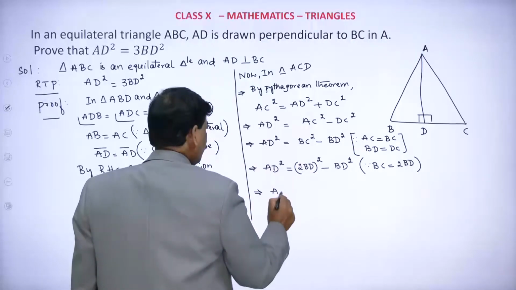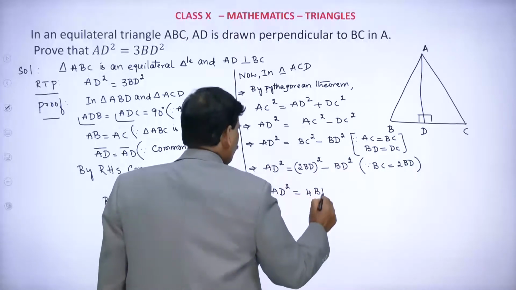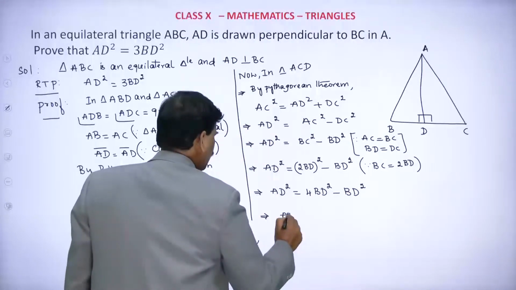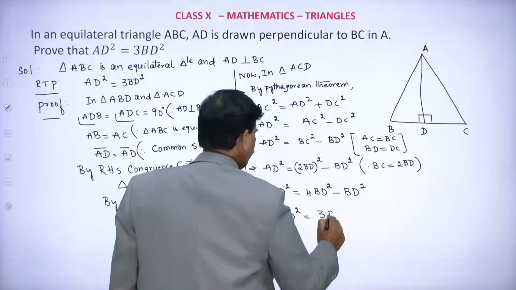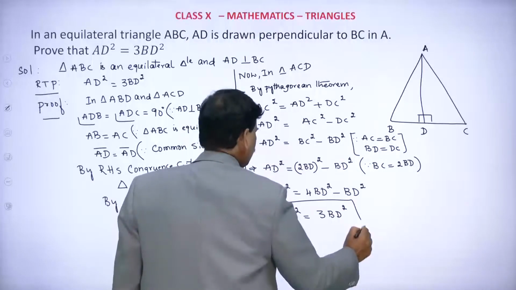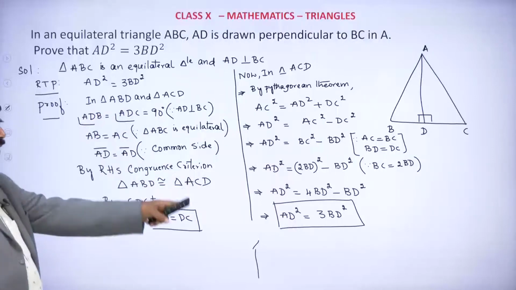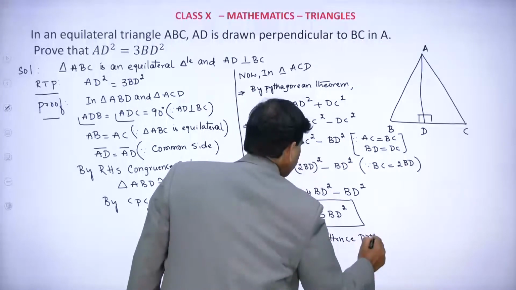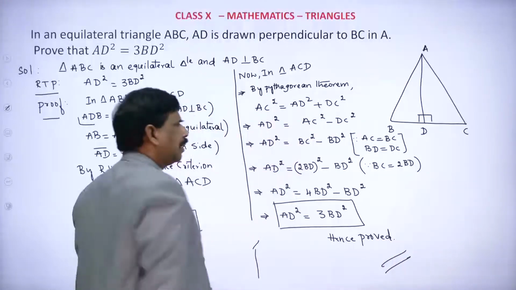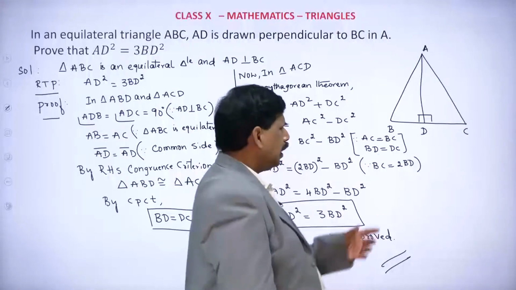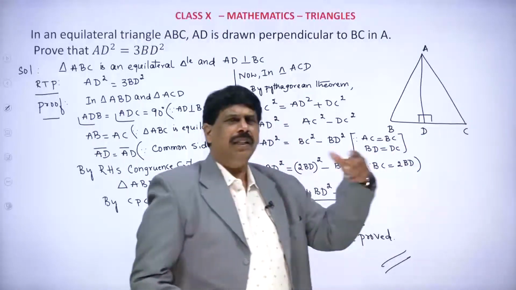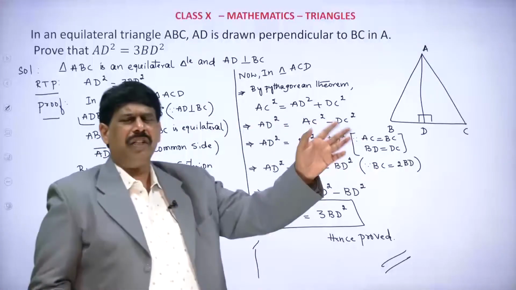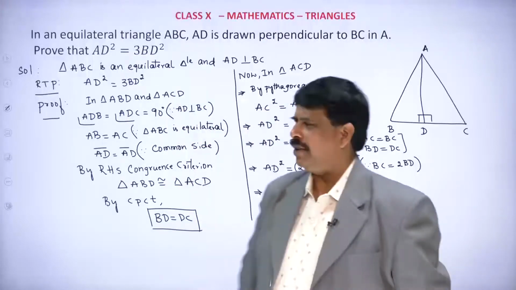Now it is AD square is equal to 2 square is 4BD square minus BD square. So AD square is equal to 4 minus 1 is 3, it is 3BD square. What you have to prove? You have to prove AD square is equal to 3BD square. So hence, proved here. Clear? This is the problem. Here, this is the important step: converting AC into BC, since in an equilateral triangle all sides are equal. Whatever is asked, into that you have to change the problem. Clear? Let us see the next one now.